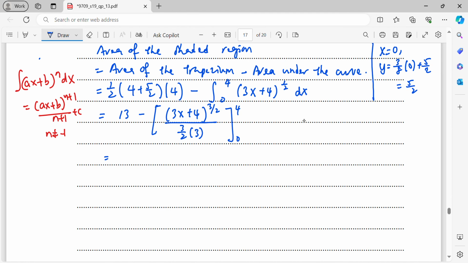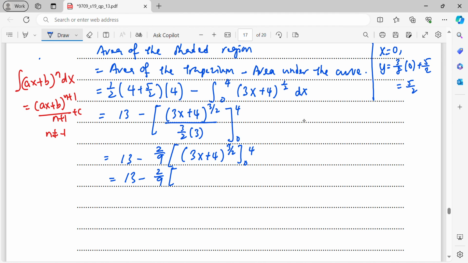Then here you will be getting 13 minus, replace this 3 over 2 times 3 in the denominator. I can move it up and change it to 2 over 9. So I just have 2 over 9 and I factorize it out. I just consider this bracket with the limits. So here I will get 13 minus 2 over 9.